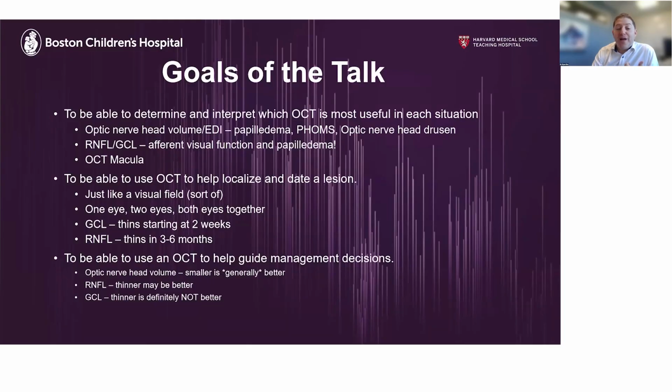We can use OCT to help us guide our management decisions. For optic nerve head volume, smaller is generally better, unless it's very atrophic. For RNFL, thinner might be better, but if it's too thin, it's atrophic. And finally, GCL, thinning is definitely not better. And GCL, all you have to do is get a macula scan, and your machine will let you segment it to get the ganglion cell layer, and it's the fastest scan. So it's another take-home point.